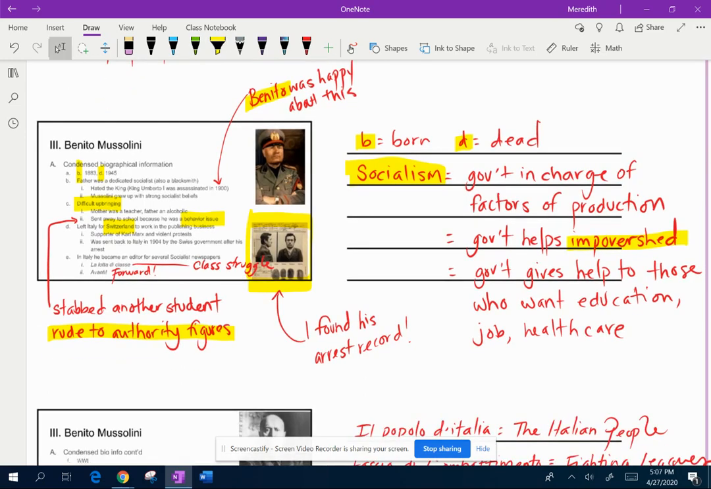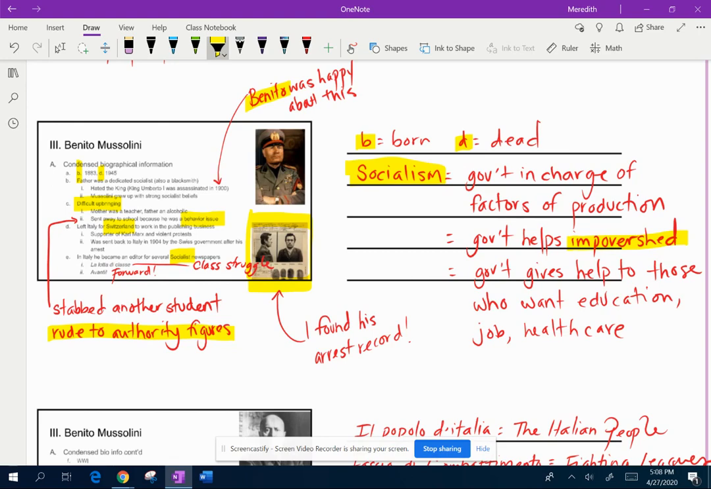And so what it means to be an editor is you read and write for newspapers. As an editor, he would read things that other writers wrote, and he would correct it and make sure that everything was factual, or that it sounded interesting so that people would want to read it. And so he ended up being an editor for several socialist newspapers. The first one was La Lotta di Classe, which means the class struggle, and then another one called Avanti, which means forward. And so you can tell that these are both socialist newspapers because of their titles, right?